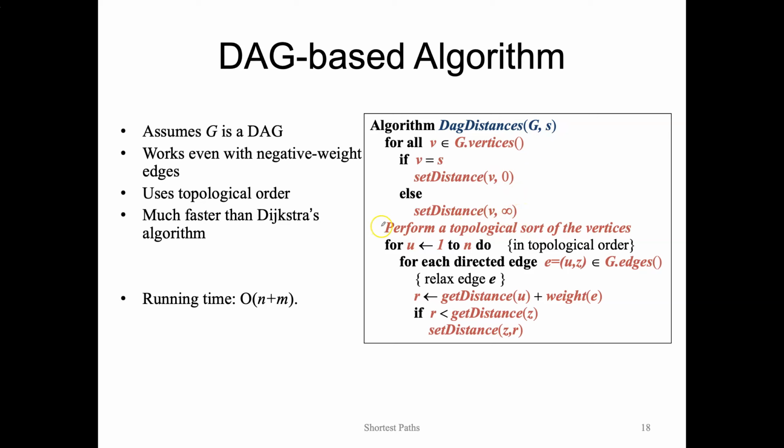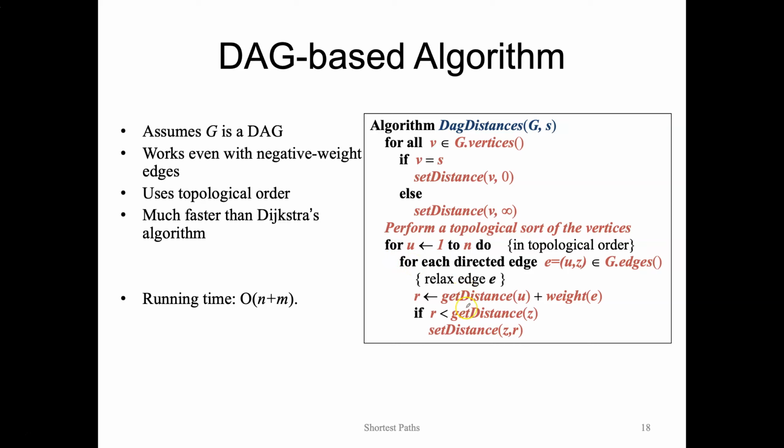First step, we do a topological sort of vertices. So this is accomplished with the depth first search. We assign vertices a label from 1 to n. And then along that order, for each vertex along a topological order, relax all outgoing edges.